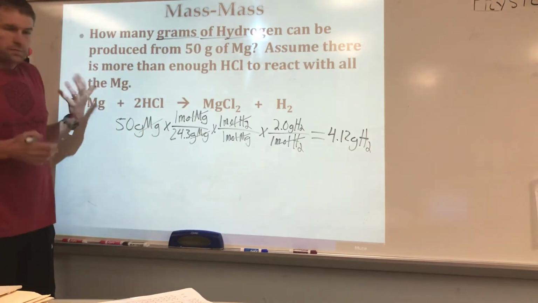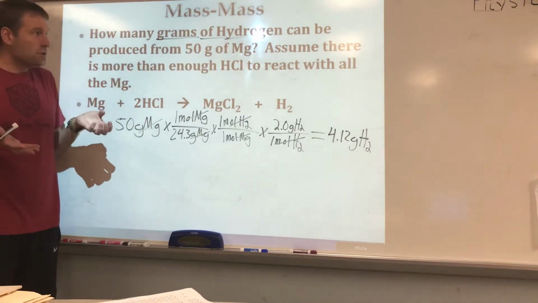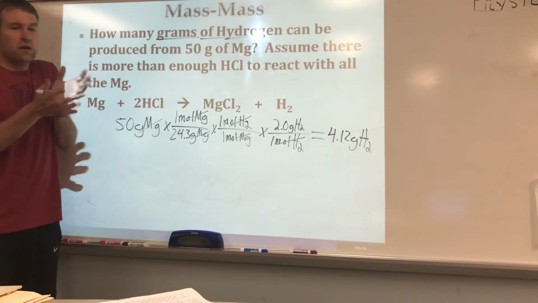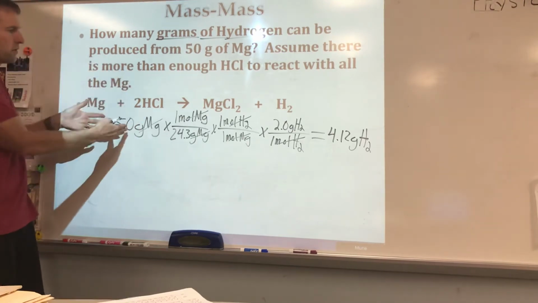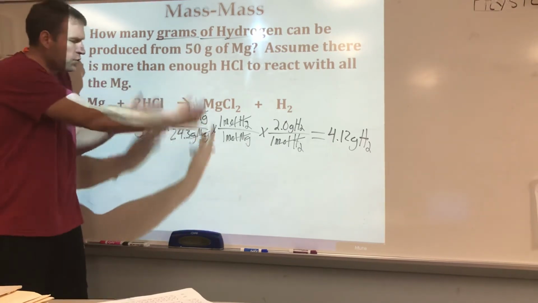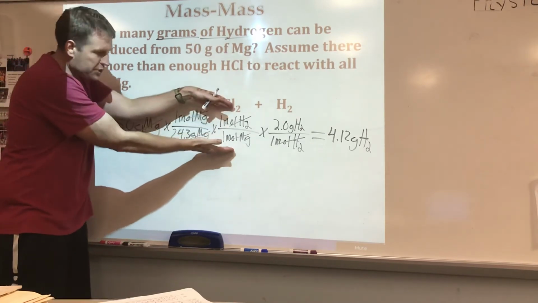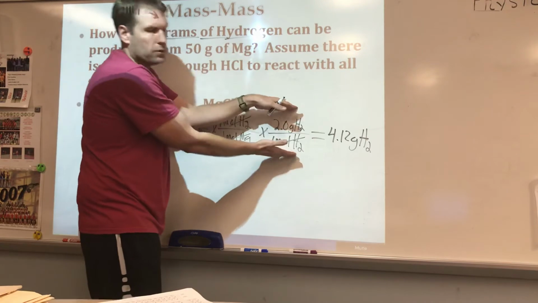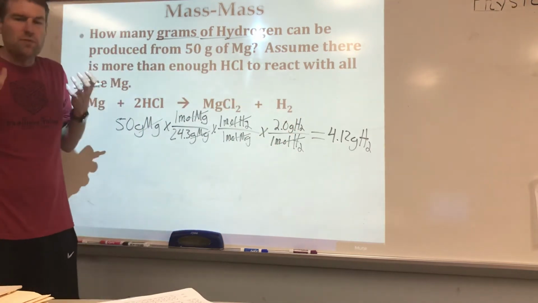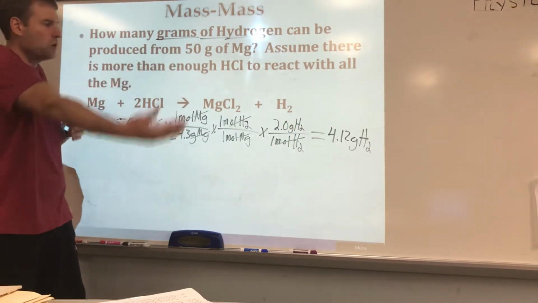This problem is similar to the last two, except you have one more step because I'm given grams and I want to go to grams. In between, you have to convert to moles, do the mole ratio, and then take it back to grams. But you always have to keep in mind, what am I starting with and where am I going?